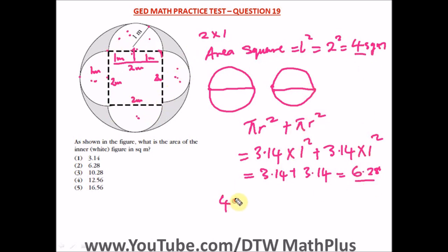And what is 4 plus 6.28? Okay, 4 plus 6.28 will give us 10.28 square meters. All right, and our right option here is option 3. Okay, so this is our right option, option 3. All right, that is 10.28 square meters.